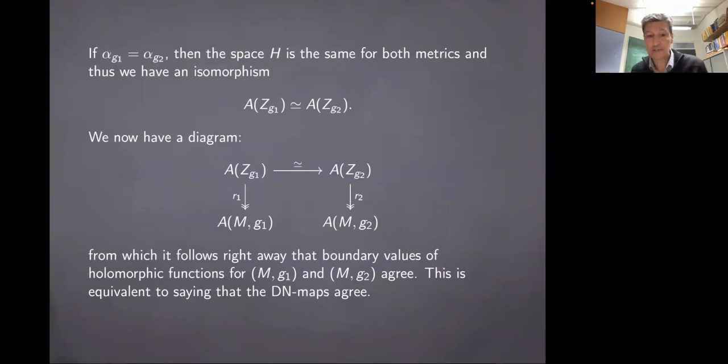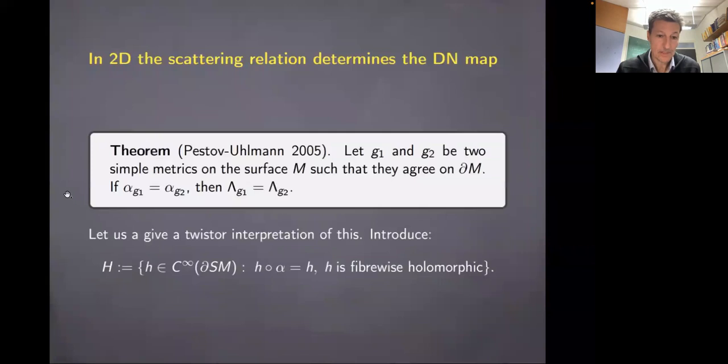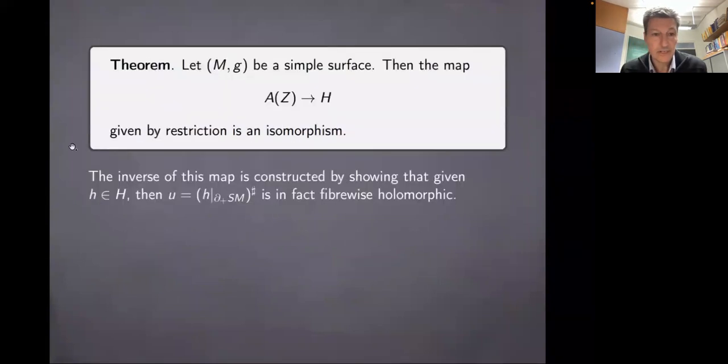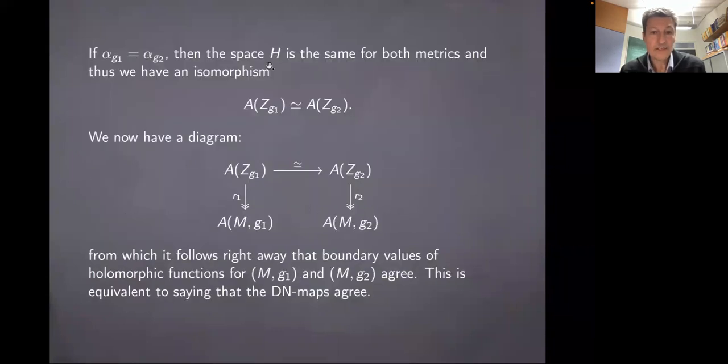You arrange things in the following way. You say, well, if my scattering relations are the same, the space H that I told you before, let me go back a couple of slides. The space H, you see, is defined purely in terms of alpha. So if alpha 1 equals alpha 2, the H is the same for both metrics. There is zero mystery here. So if the H is the same for both metrics, and I have identified H with the twistor of g1 and the twistor of g2, these two spaces are essentially the same. There is a map between the two.